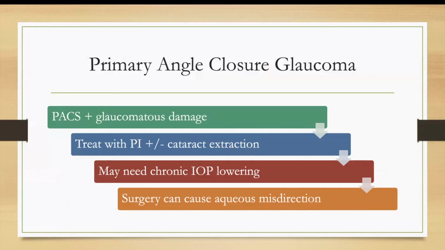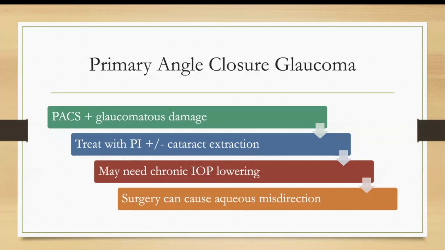So these are patients who will chronically have high IOPs, and that might be because of the secondary effects in terms of having peripheral anterior synechiae, a blocked trabecular meshwork. So these are patients who may need chronic IOP control. And just bear in mind that these are patients who are probably a bit hyperopic, and sometimes even just doing the cataract operation itself or any other surgeries can cause aqueous misdirection.